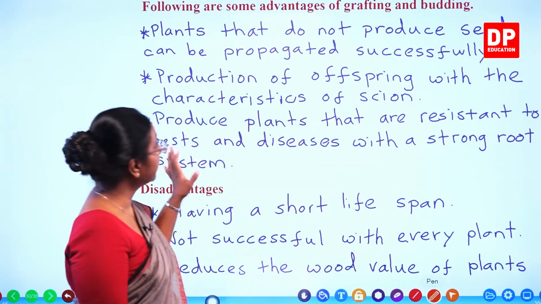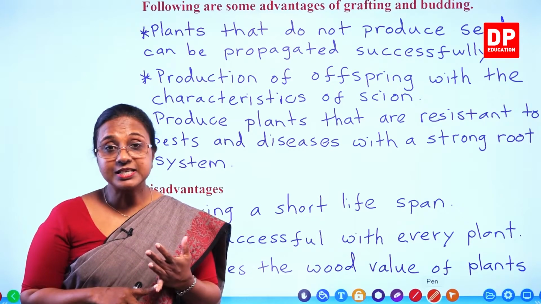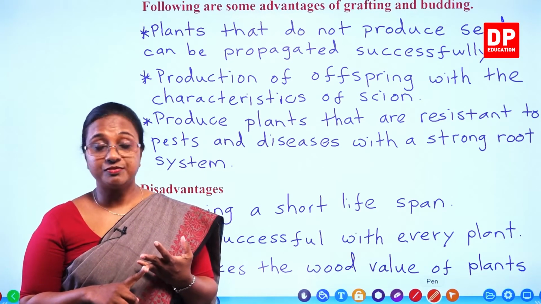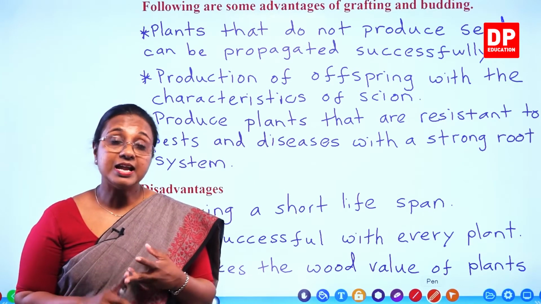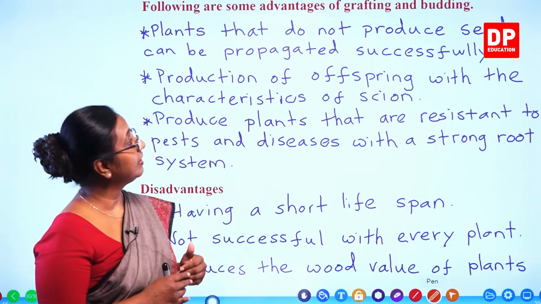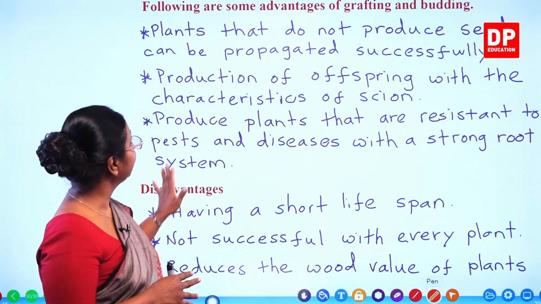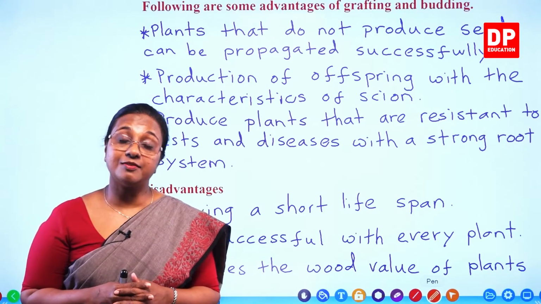So we have discussed the different techniques, students. Under artificial vegetative reproduction, we already discussed rooting of stem cuttings. Then we discussed the process of layering, and now I discuss the process of grafting. Under that, the bud grafting, that is what we call budding, and the twig grafting technique, and we have discussed the advantages and disadvantages of budding and grafting as well.